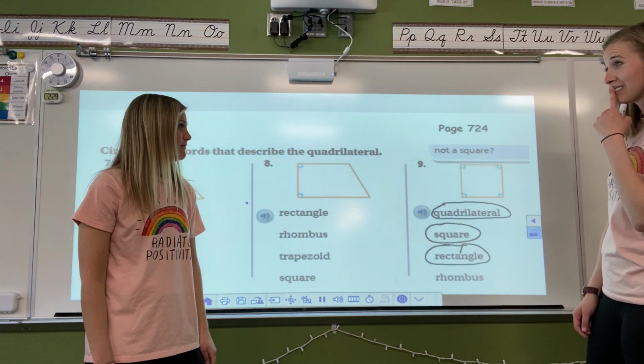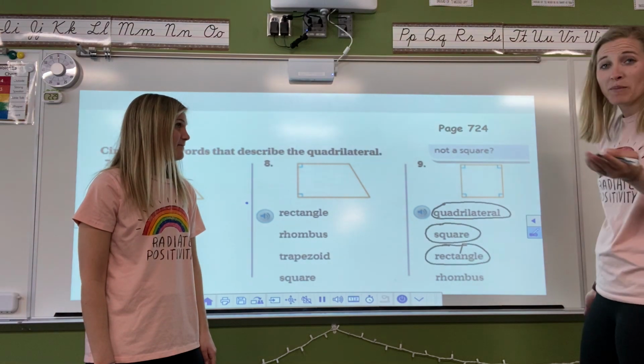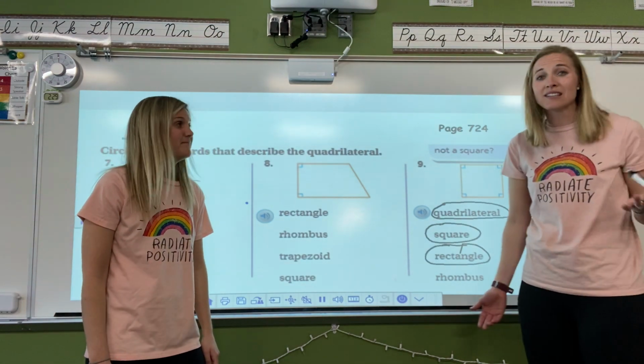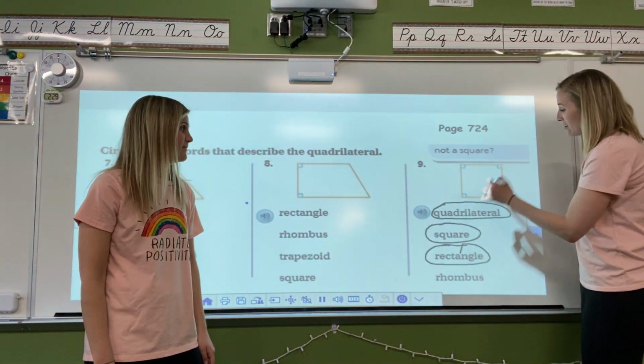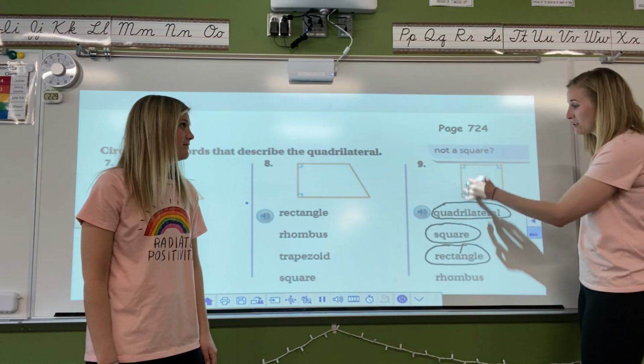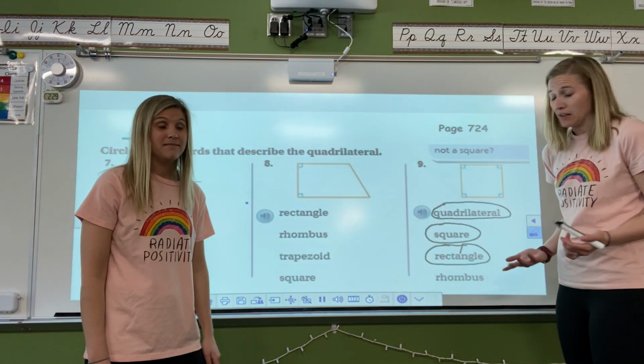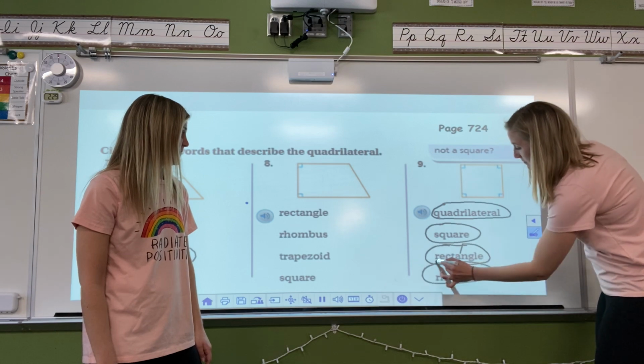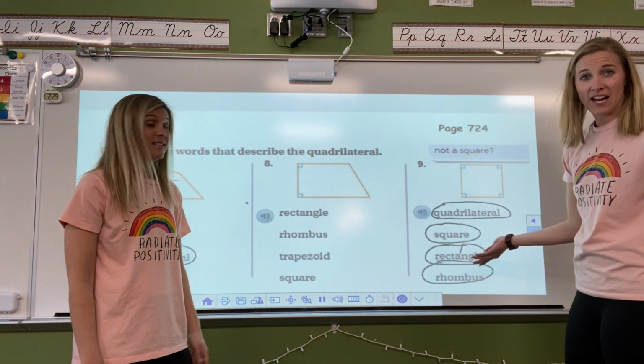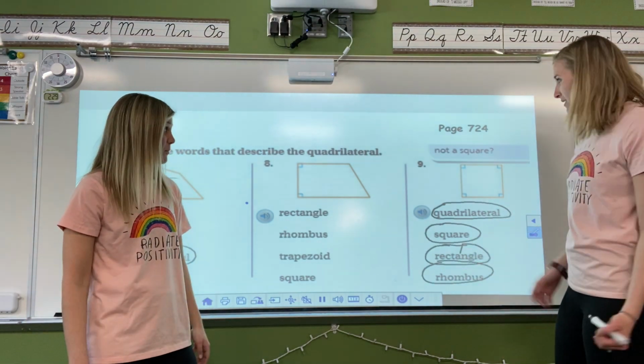And a rhombus? I think it would be considered a rhombus too, because it has parallel sides and all the sides are equal. Yep. So number 9 categorizes all of them. Wow, pretty cool.